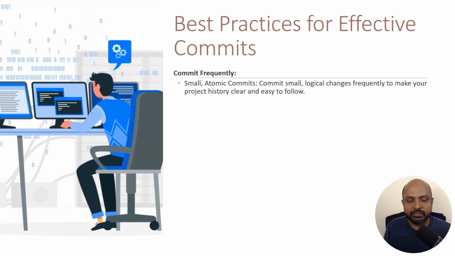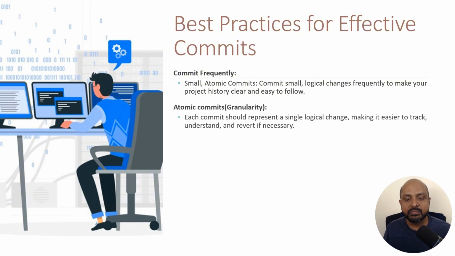Always make very small, atomic commits. Commit small logical changes frequently to make your project history clear and easy to follow. This practice is essential for maintaining a clear and navigable project history. These small atomic commits should each represent a single logical change with very clear granularity. This granularity helps in several ways.